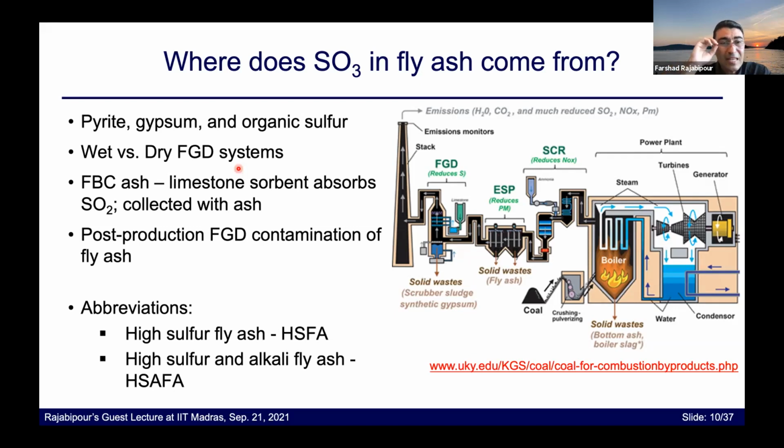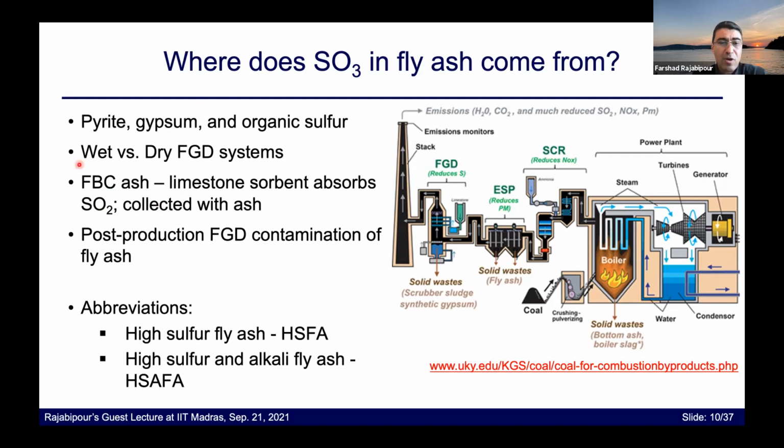All right. In addition to conventional power plants, there are so-called fluidized bed combustion, or FBC, power plants that inject limestone powder directly into the boiler, and that limestone is converted into anhydrite, and that anhydrite is collected with fly ash. So there are a lot of sources of so-called FGD products commingling with and contaminating fly ash.